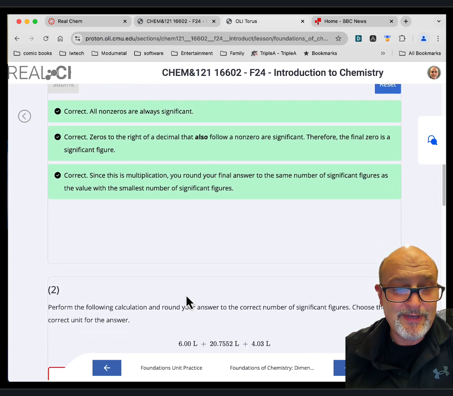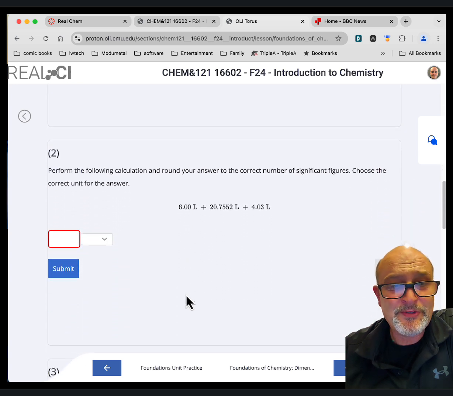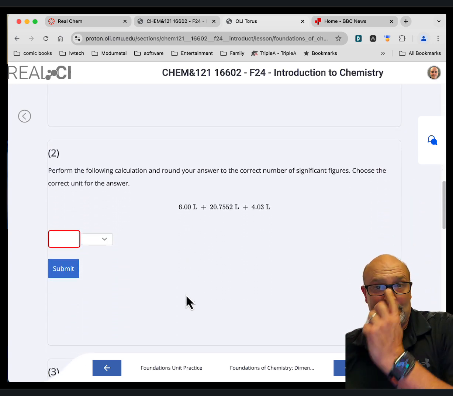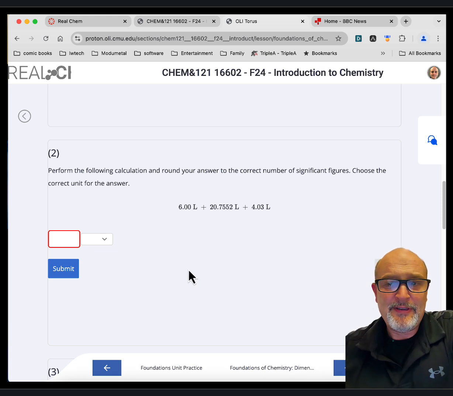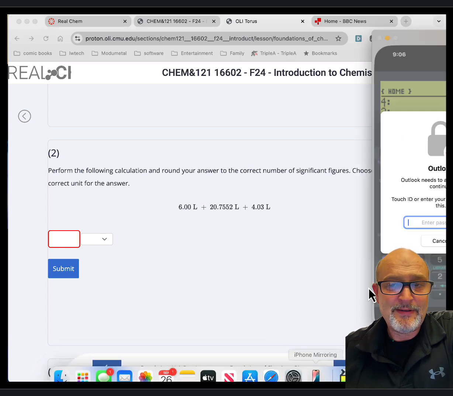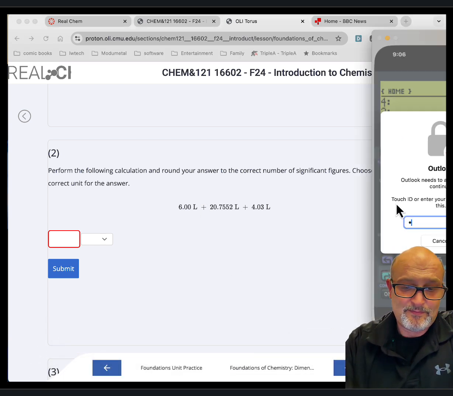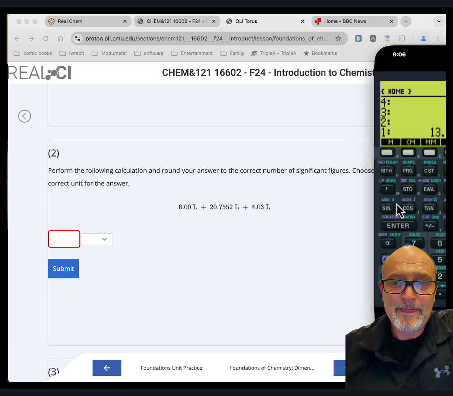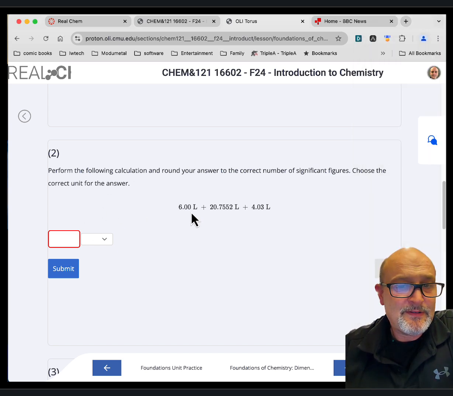And what do you know? We got it right. This one's a little different because it reads, perform the following calculation and round your answer to the correct number of significant figures. Choose the correct unit for the answer. And the calculator has stopped cooperating there, but we have 6 liters and 2.7552 liters and 4.03 liters.